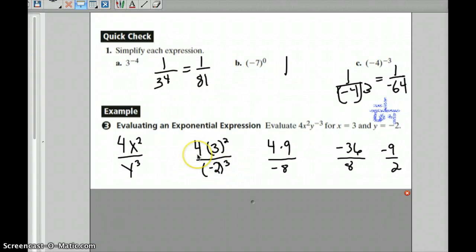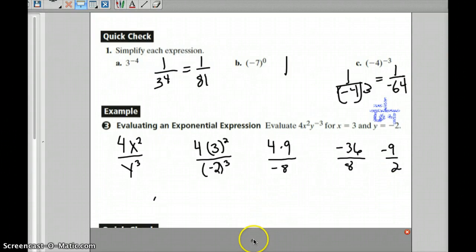So in the numerator, I have 4 times, basically 3 times 3, because 3 squared is 3 times 3, which is 4 times 9. In the denominator, I have negative 2 times negative 2 times negative 2, which will give me negative 8. And then I multiply my numerator. Notice how I've brought this negative sign up to the numerator. Again, you're less likely to forget it if you leave it in the numerator. And then that is over 8. I've now reduced my fraction just to make it simplified, and I have something that's practically prime here of negative 9 over 2.